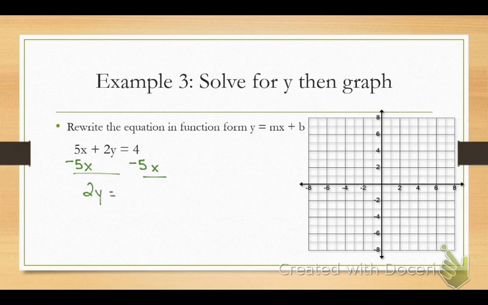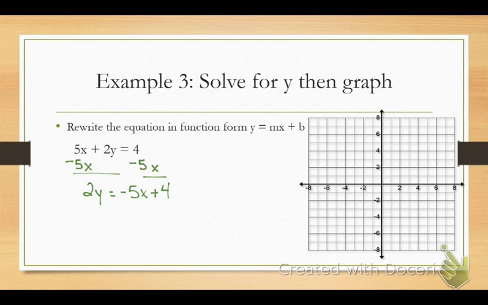All right, 2y equals, Cam, can I subtract these? 4 minus 5x? So which one would I write first? Negative 5. Very good. Negative 5x plus 4. Did you guys get that far? Okay, did y'all get that far?